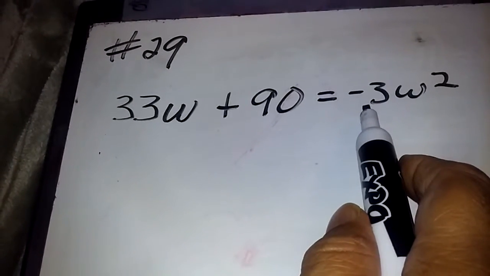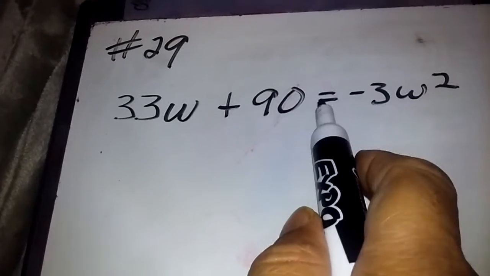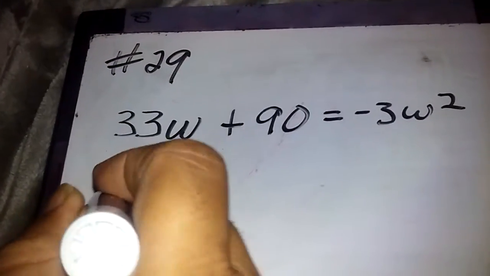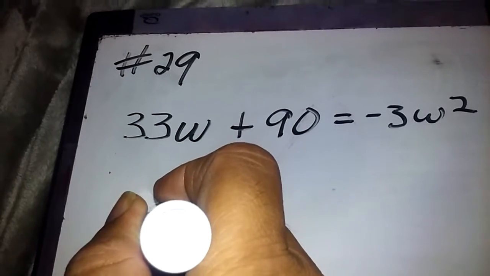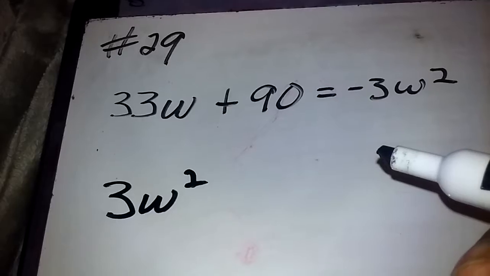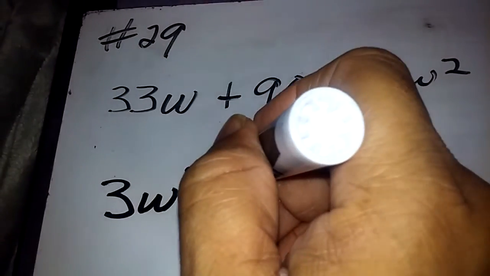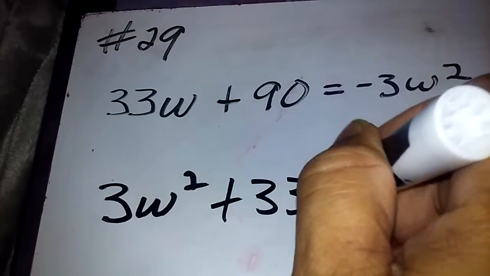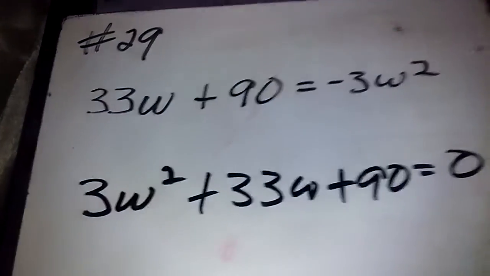Now we want to move it. We're going to add the opposite of this to both sides. That'll bring that 3 over to the left side. So that'll be 3w squared. And we need to put it in descending order according to the exponents. So we have 3w squared plus 33w plus 90 equals 0.